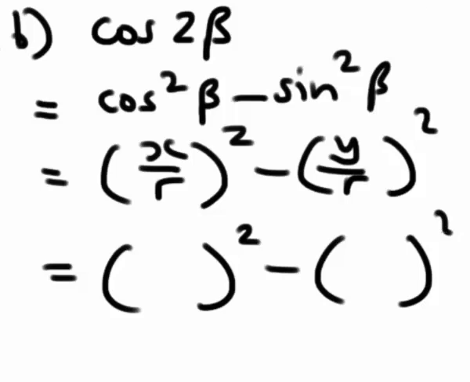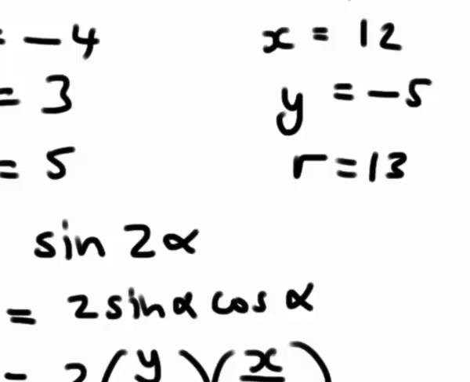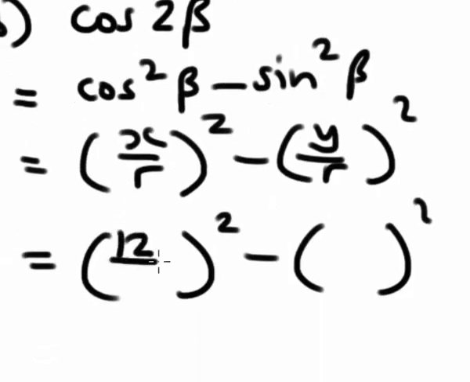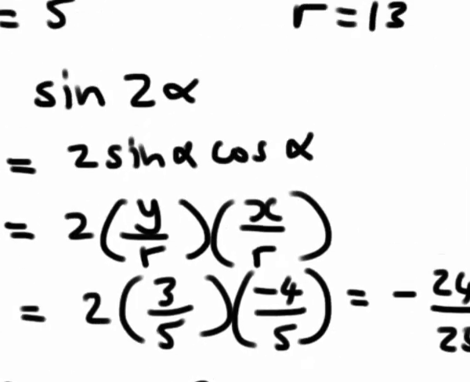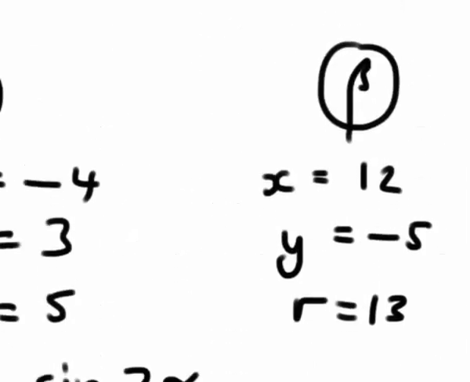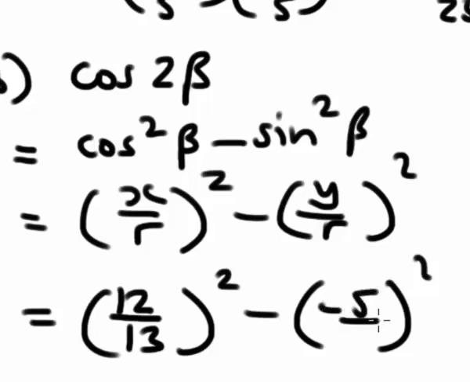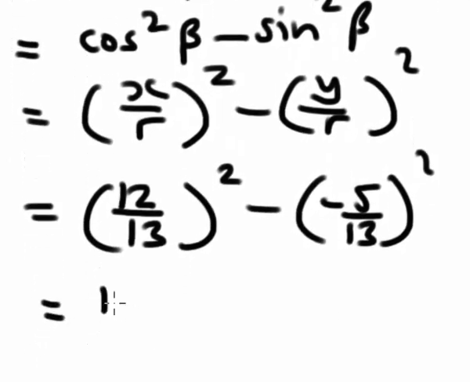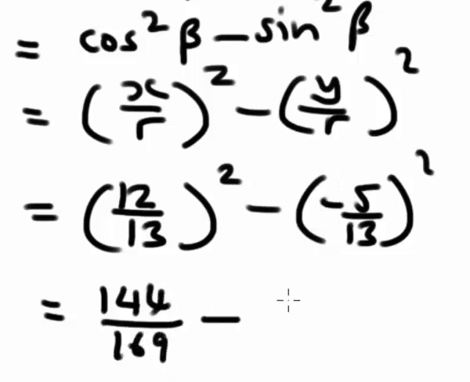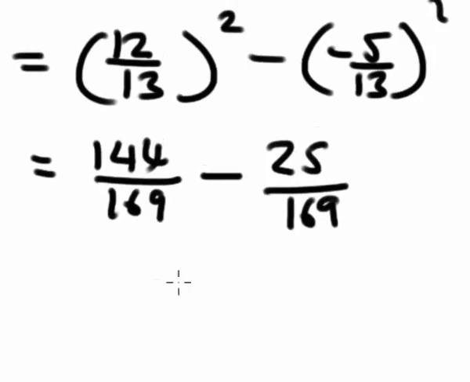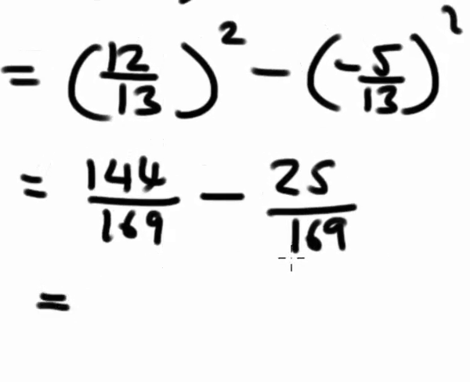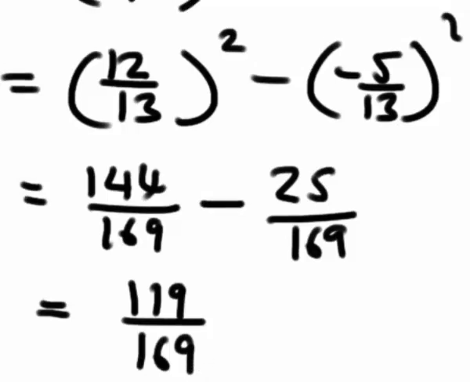So what is the x value and the r for beta? x is 12 over 13. And for the y, we have -5 over 13. Now let's square those. 144 over 169. Subtract. The minus will vanish, and 5 squared is 25 over 169. Then if you subtract 144 minus 25, that will give you 119 over 169. There we go. Okay. All right.